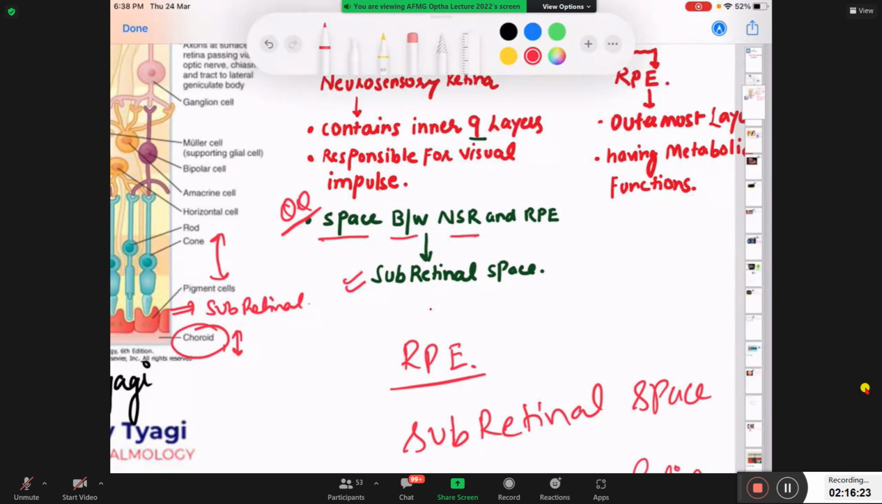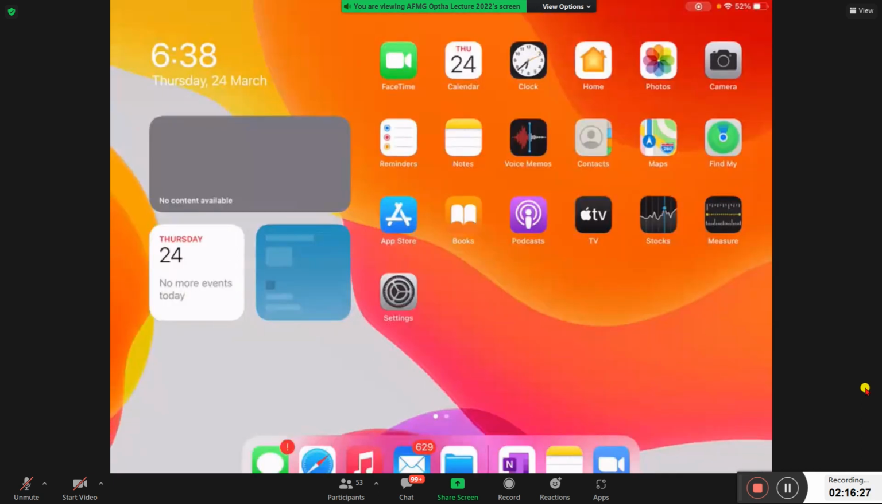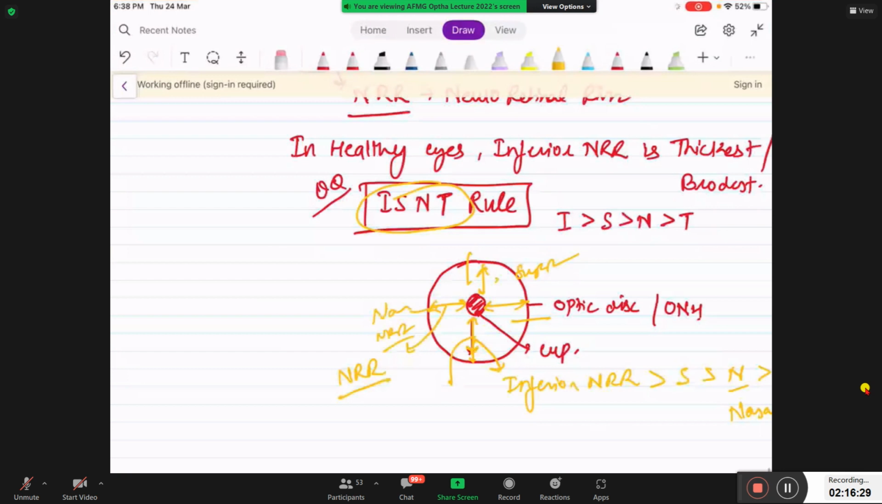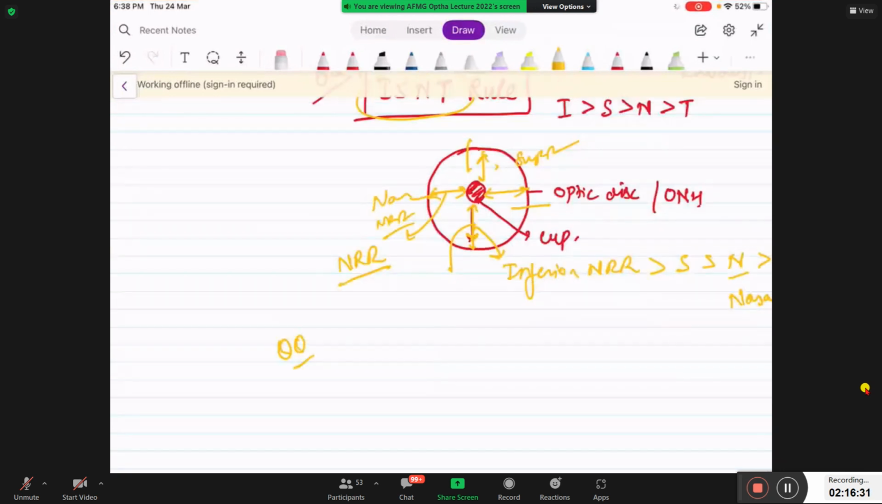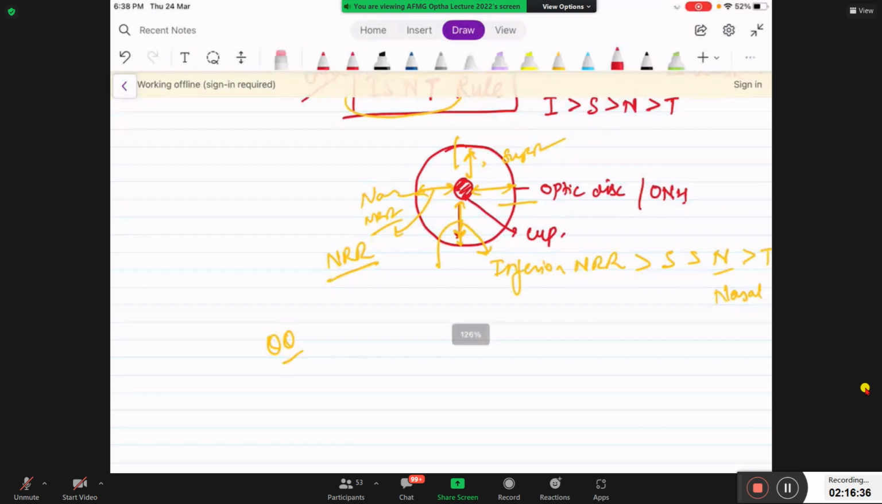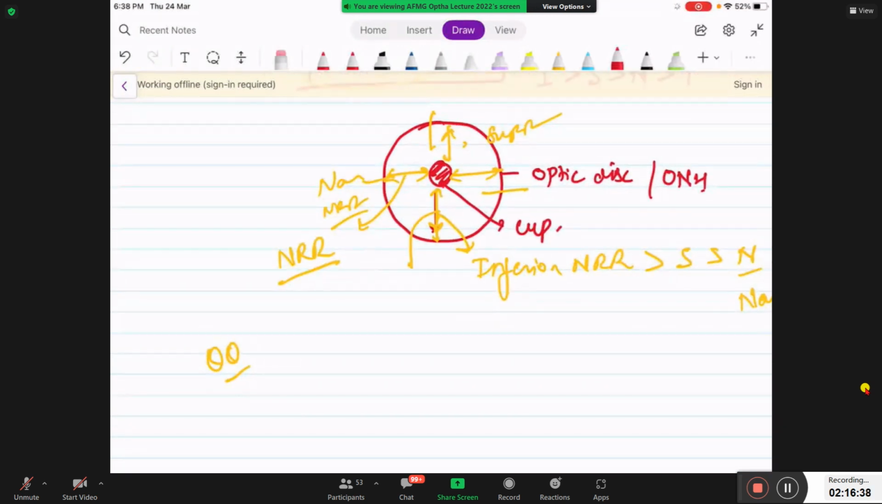Now coming back to important questions, write down. Question number 1, very frequently asked. There is no concept. Just remember the mnemonic for this. Okay. They will ask you which is the first order neuron, second order neuron, third order neuron.